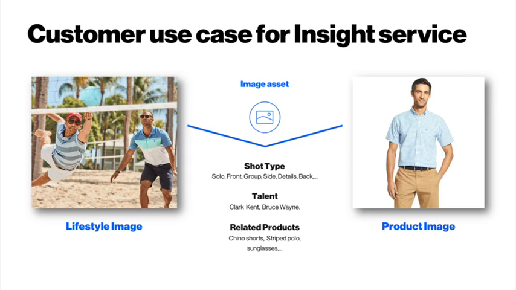We can start looking at things like seasonality, what season of clothing this is, so we can make sure we're using the right images in the right campaigns for the right time. We can start pulling things out, location shots, geography, to make sure that we're using the right images in the right marketing campaigns or on the right packaging in the right market.